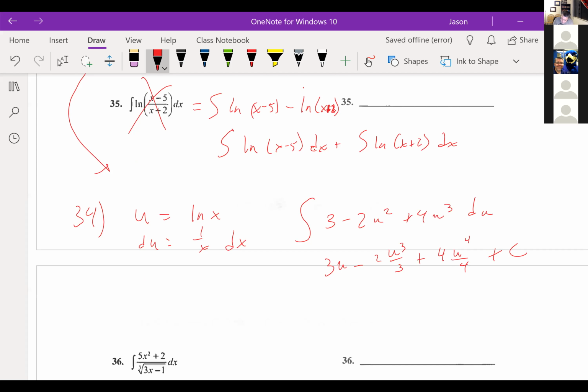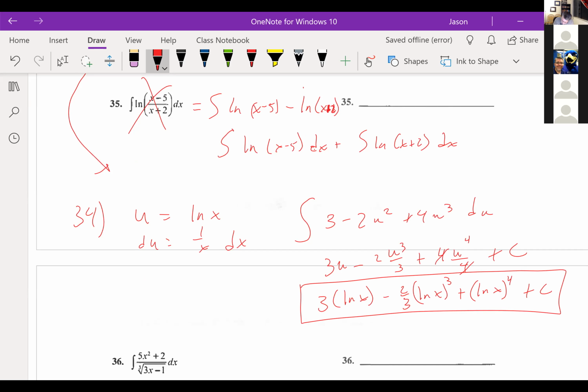But now I have to ask myself, well, what was u? Well, u was the natural log, so I can plug that back in. 3 natural log x minus 2/3 natural log x cubed plus these 4's are going to cancel out, and then I just get natural log x to the 4th power plus c. That's it for that one. Okay.